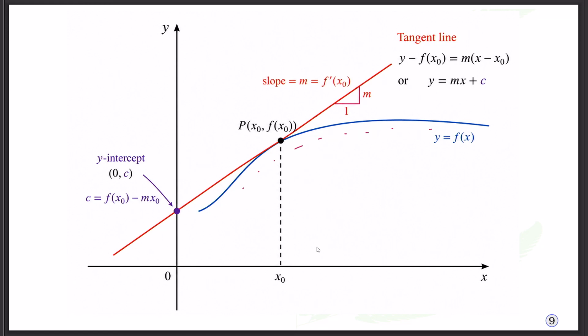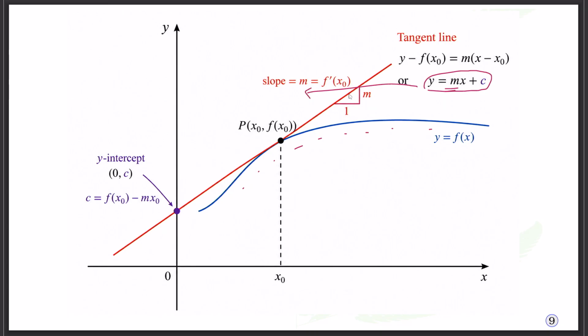So, the given function y can be represented with respect to the tangent line at the point P, which can be written as y minus f of x naught equal to m times x minus x naught, or y equal to mx plus c. By the tangent line, it can be represented by this form from here.